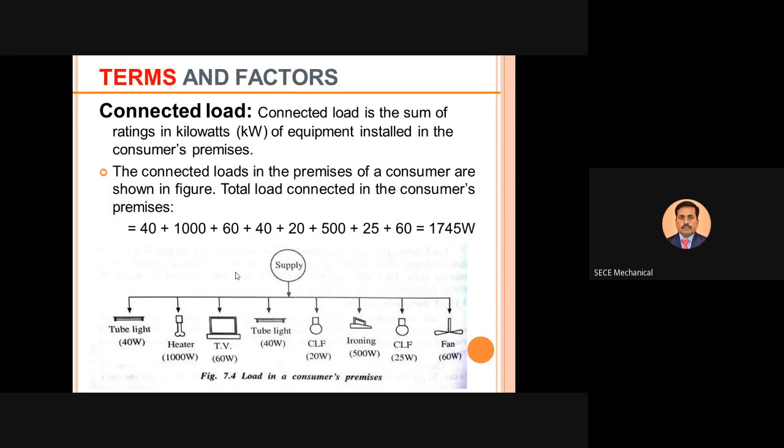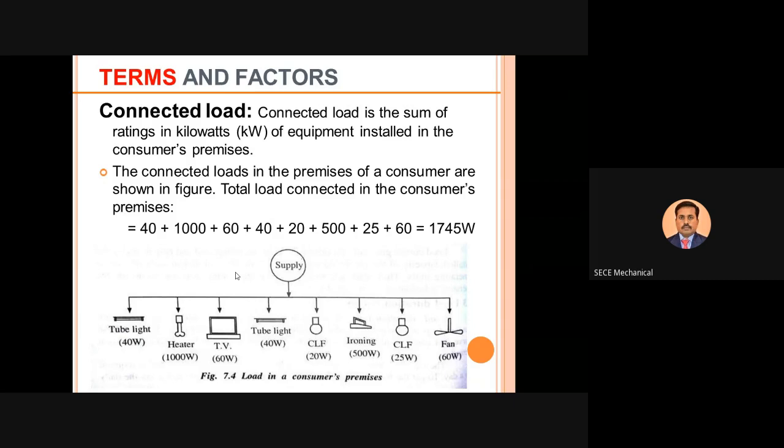Likewise, if you want to find the total connected load in a particular area, as I told in the last class, for example Kodavadi, in our college location, how many houses are there? Around 60 houses are there. In those 60 houses, how many watts each house may use will be taken out.